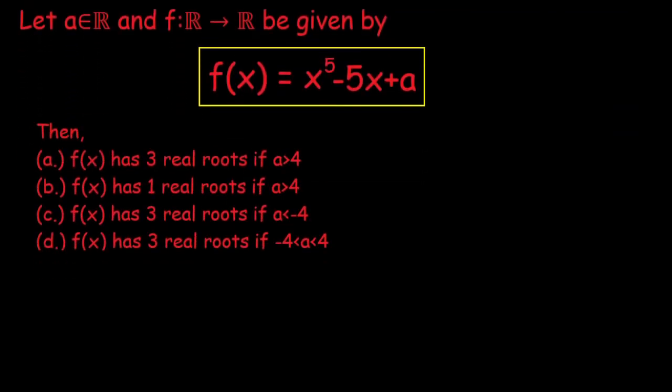Today we are going to discuss a problem that is taken from the JEE Advanced 2014 paper, which is as follows. Let a belong to R and f be a function from the real set to the real set, given by f of x equals x to the power 5 minus 5x plus a. Then which among the following four options are correct?